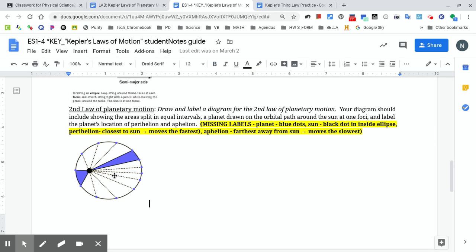slowest. So as the planet's going around, it speeds up as it gets close to the sun and then slows down a little bit, and speeds back up as it gets closer. So this actually ends up being the same because it's going so fast, it ends up being equal areas in the equal amount of time, even though it looks a little different. Okay, so that is Kepler's second law.